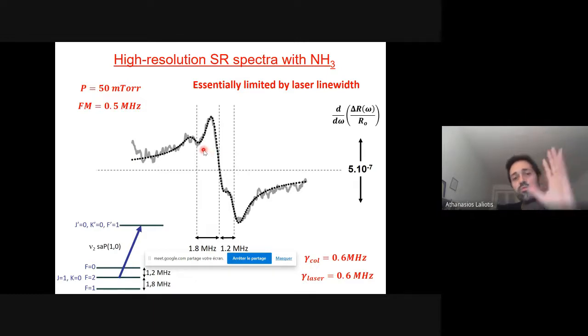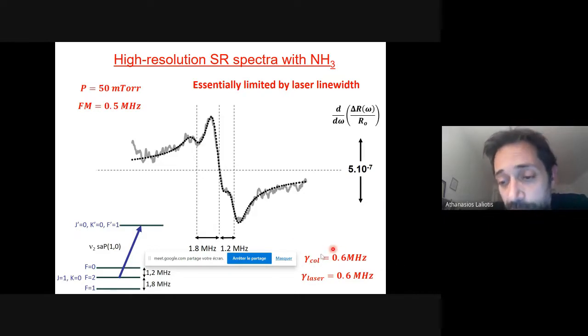And here we pretty much stop, because we're limited by the line width of the laser, which seems to be around half a megahertz, 0.6 megahertz. But these are really interesting spectra.